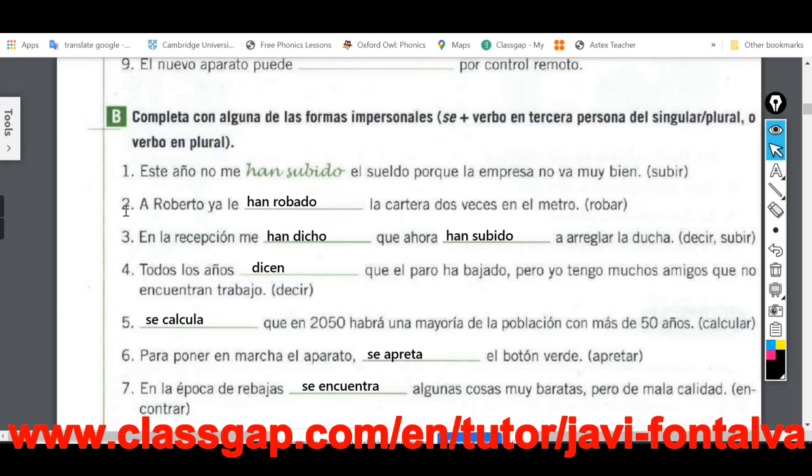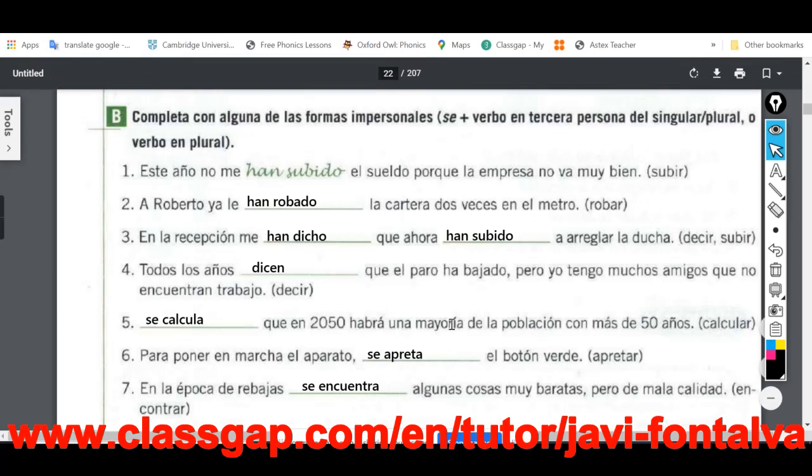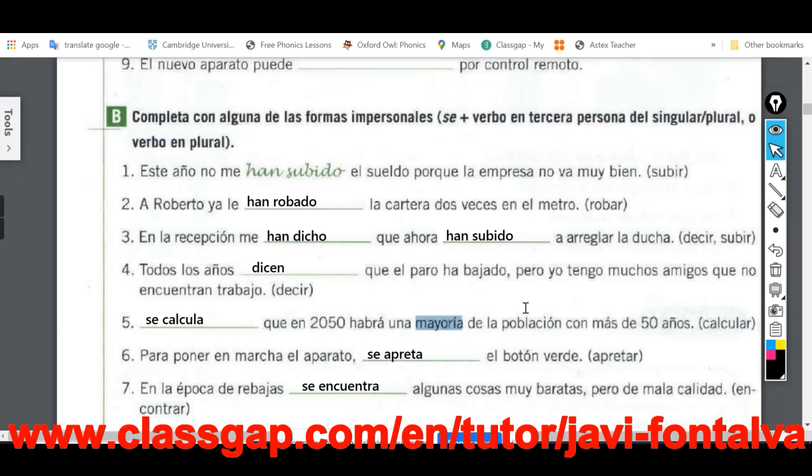Se calcula que en 2050 habrá una mayoría de la población con más de 50 años. So effectively the population will be more than 50 years. Mayoría means the majority, yeah? So the majority of the population will be people over 50 years. Yeah, right. I don't know about this.